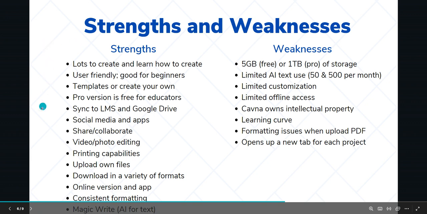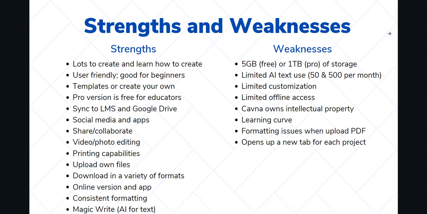And I've talked about some of these strengths already. You can see them listed there, but some of the weaknesses are its storage size. If you have the free version, you only get 5 gigabytes of storage, but if you have the Pro version, you get 1 terabyte. So that's a significant improvement there. The Magic Write AI text generator, if you have the free version, you only get 50 generations. So you can only do that 50 times per month.